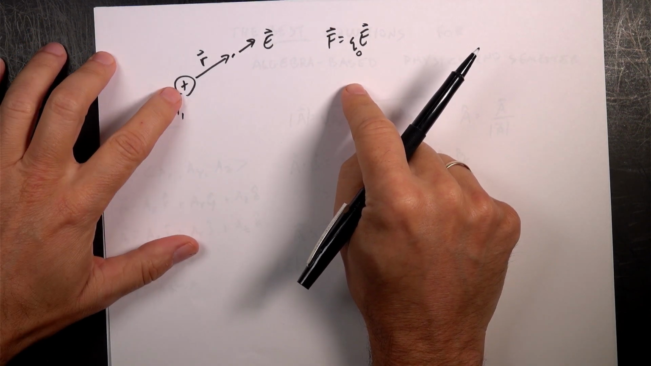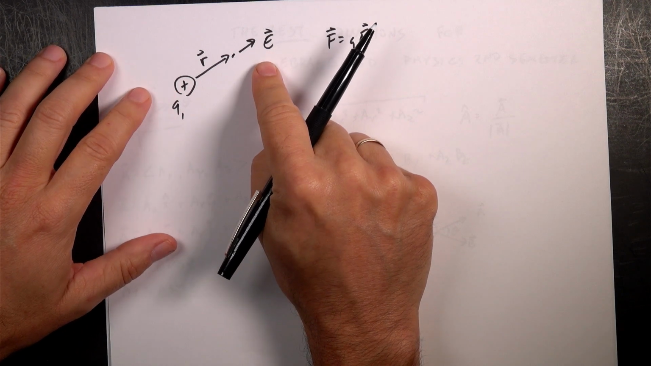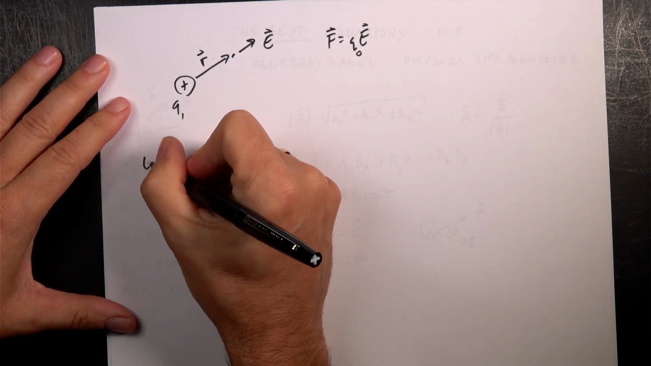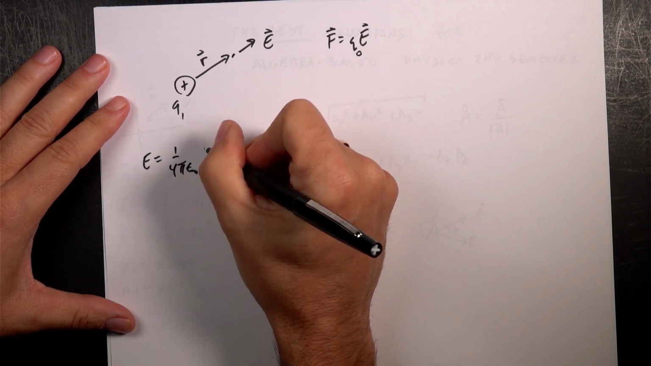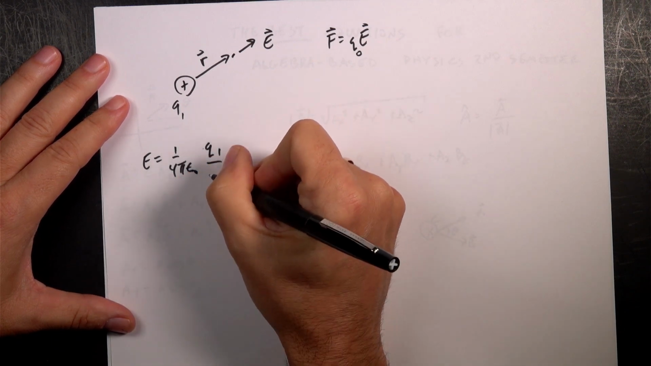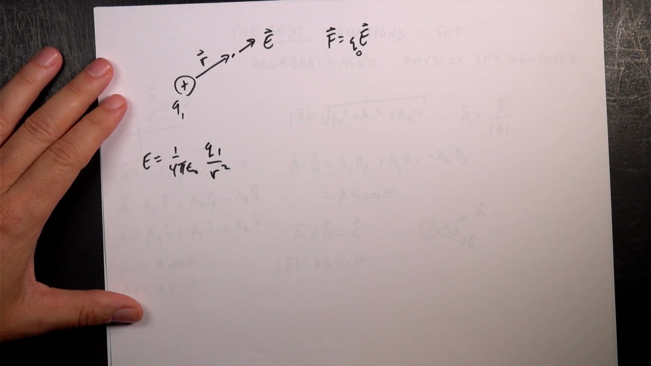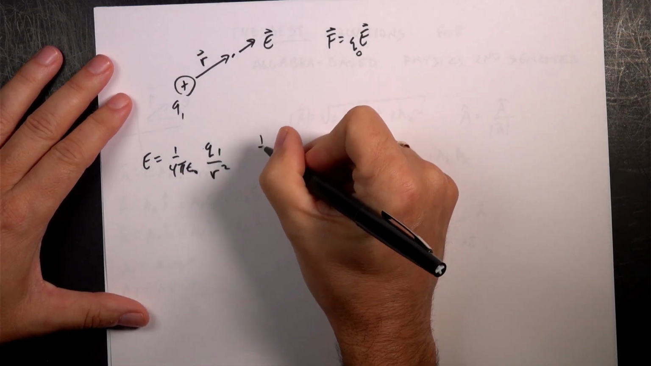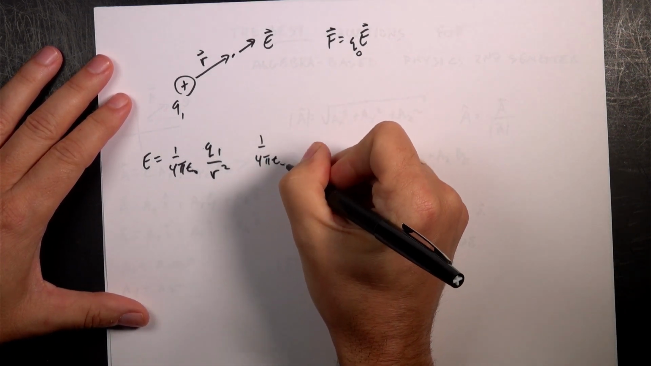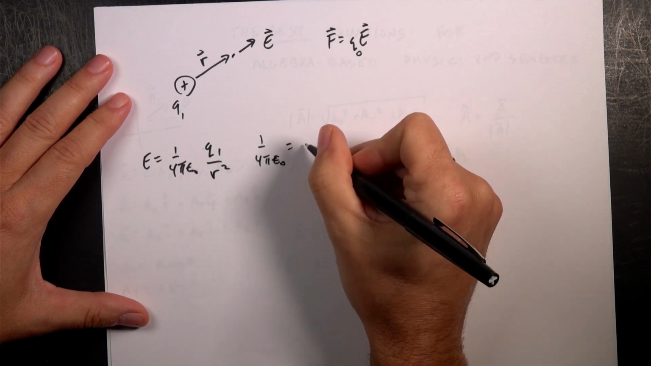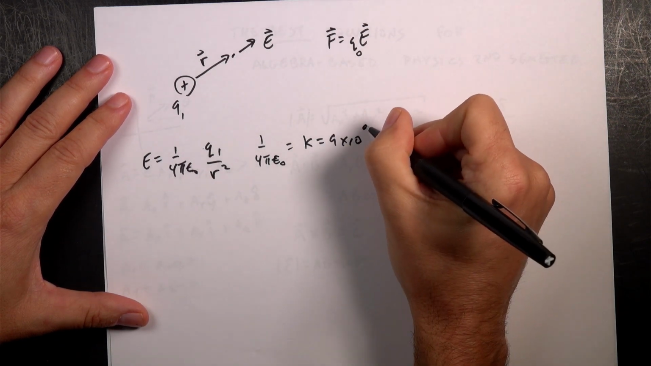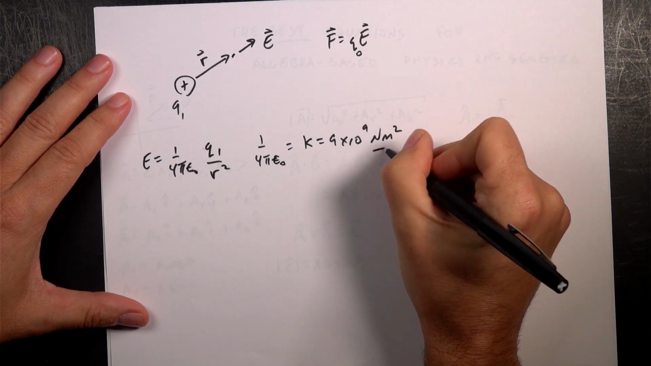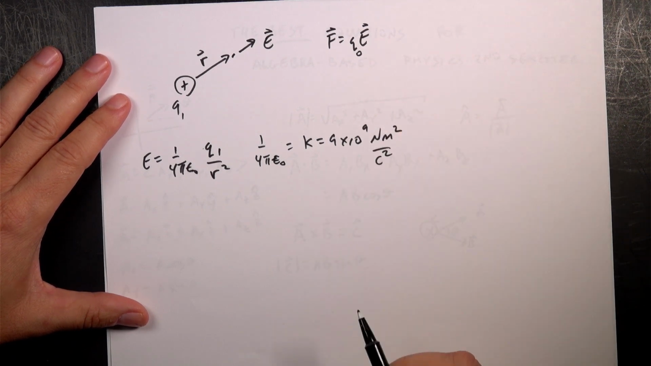So if I want to find the magnitude of this electric field due to a point charge, E is 1 over 4 pi epsilon naught Q1 over R squared. That's the magnitude, where 1 over 4 pi epsilon naught is a constant. Sometimes it's called K, and it's 9 times 10 to the 9th newton meter squared per coulomb squared.